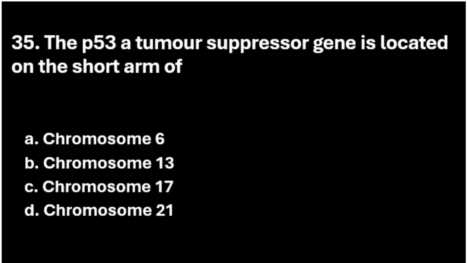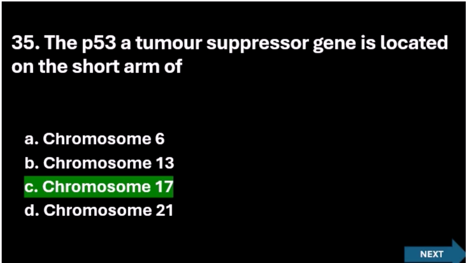Next question. The P53, a tumor suppressor gene, is located on the short arm of: option A, chromosome 6; option B, chromosome 30; option C, chromosome 17; and option D, chromosome 21. The right answer is option C, chromosome 17 has P53, a tumor suppressor gene.